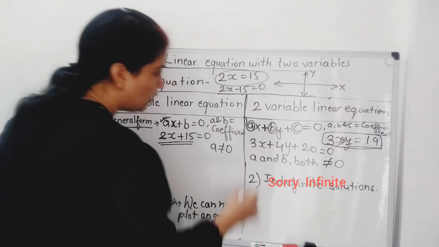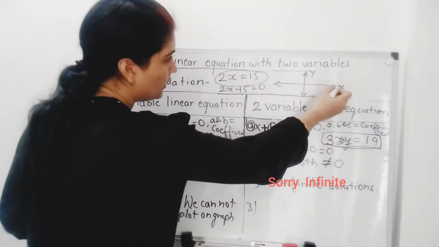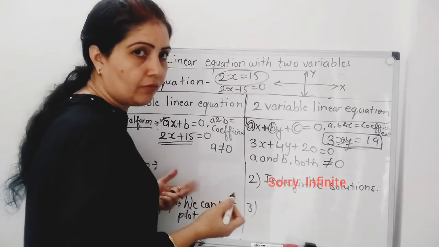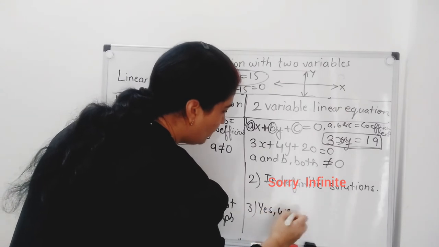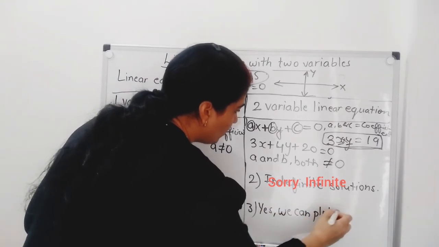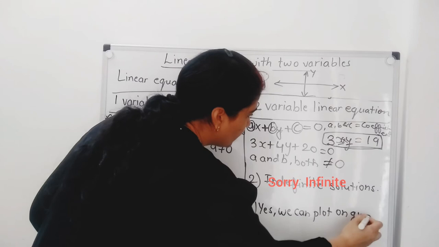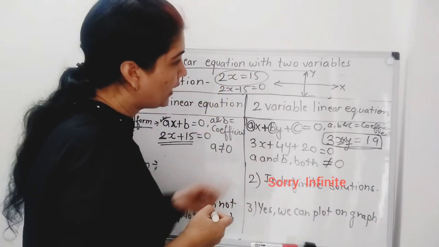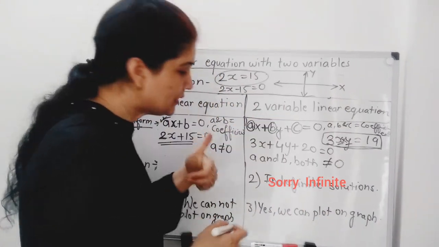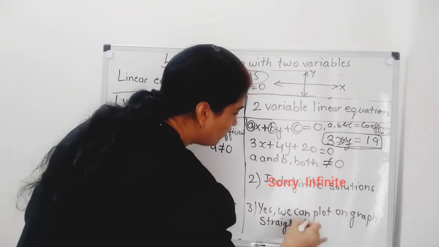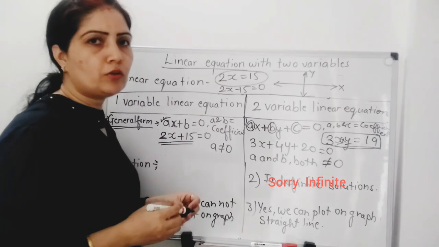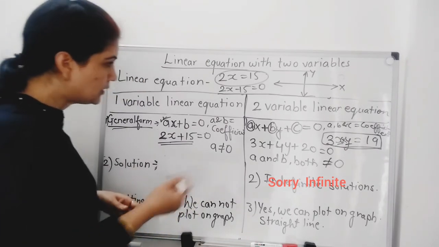But for two variable linear equation, as there are two axes and there are two variables, we can easily plot it on the graph. So yes, we can plot on graph, and when you plot any two variable linear equation, you will always get a straight line. If you are getting a straight line, it means all your values are okay. So I hope this is clear, guys.